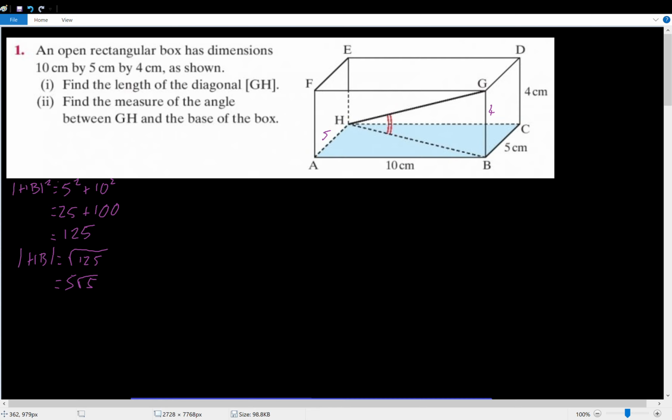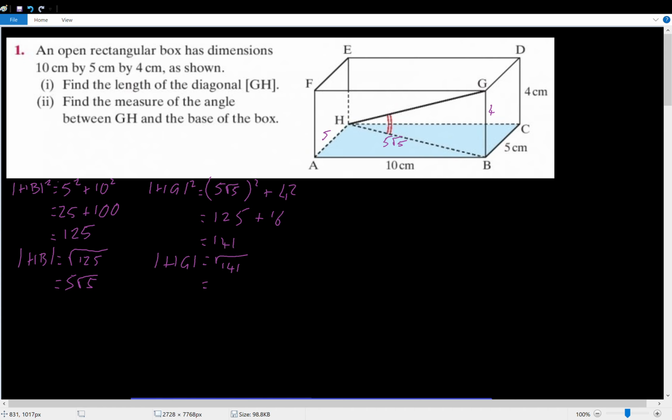So the next thing is we're going to use our 5 root 5, which is the length of the line HB, as one of the lines in a right angle triangle to get the length of the hypotenuse of that right angle triangle, which is HG. So we can say that HG squared is equal to 5 root 5 squared plus 4 squared, which is going to be 125 plus 16, which is 141, which means HG is equal to root 141.